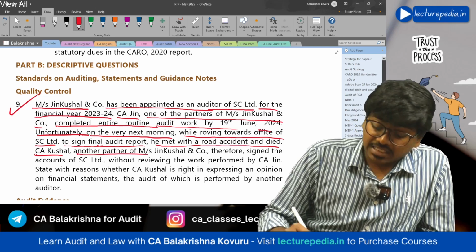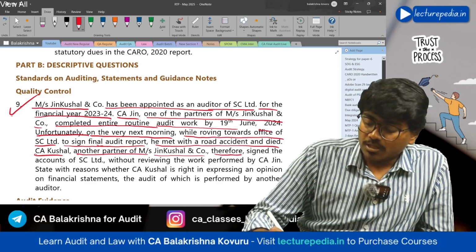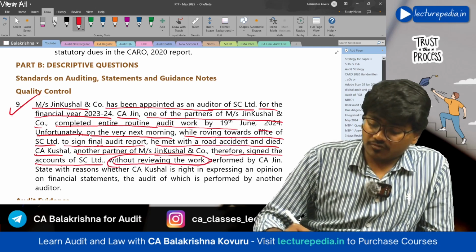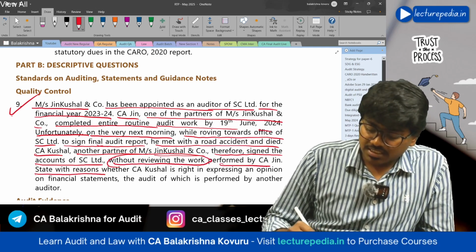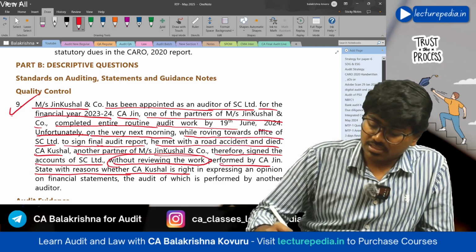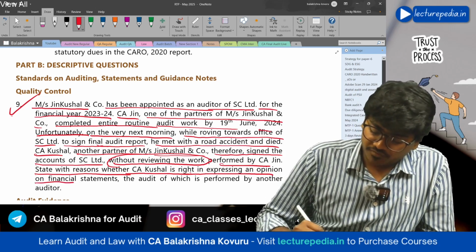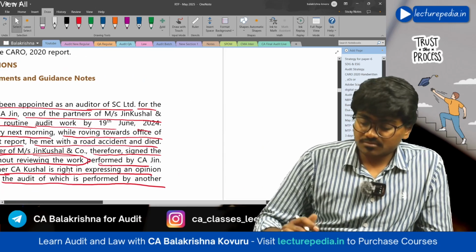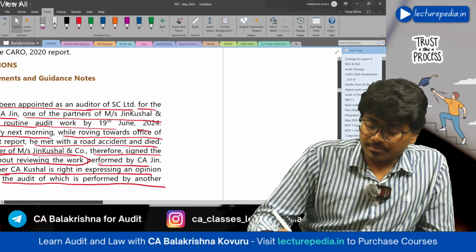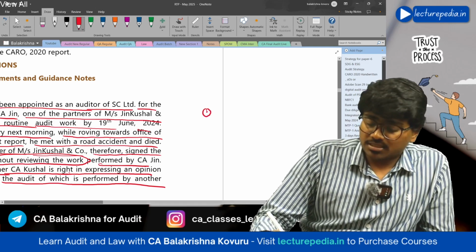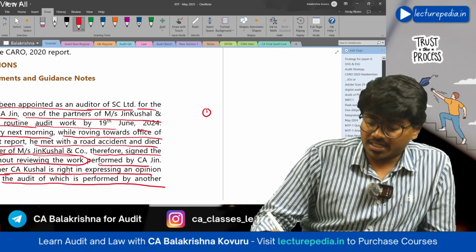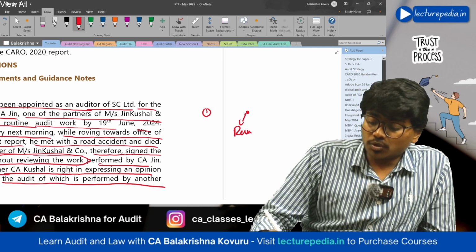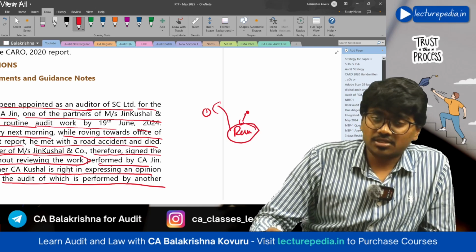Now CA Kushal, another partner of Messrs Jin Kushal and Co, therefore signed the accounts of SC Limited without reviewing the work performed by CA Jin. State the reasons whether CA Kushal is right in expressing an opinion on financial statements, the audit of which is performed by another auditor. See, if the audit is done by another auditor, it can be signed by the partner, provided the partner, before signing the audit report, reviews the work that is done by that other auditor.